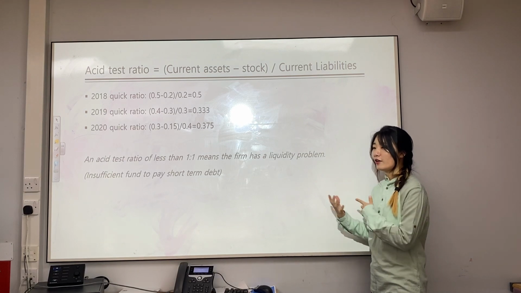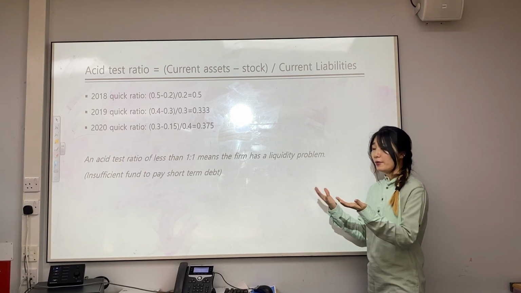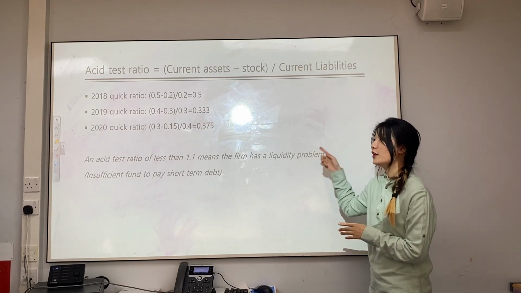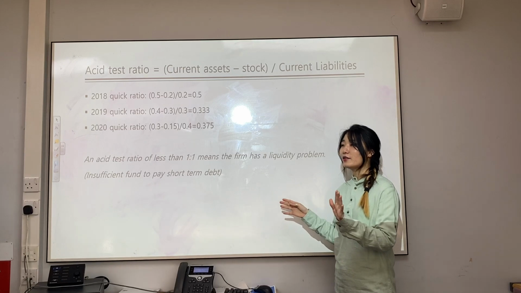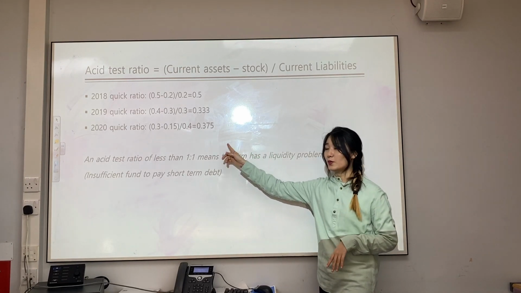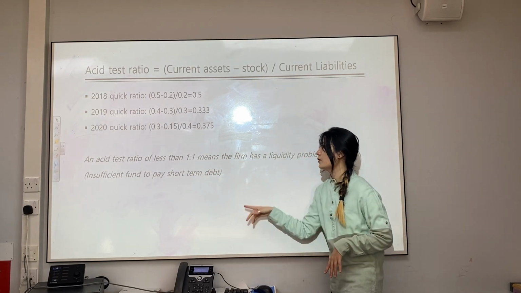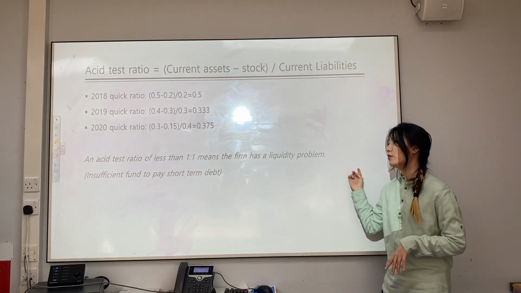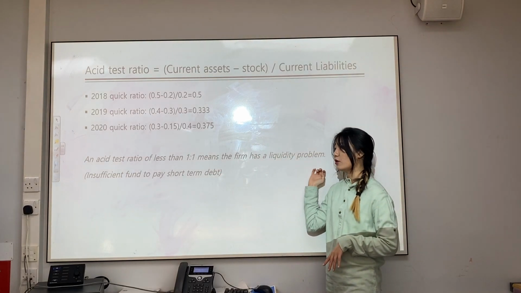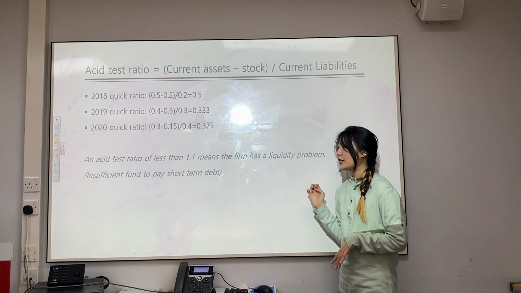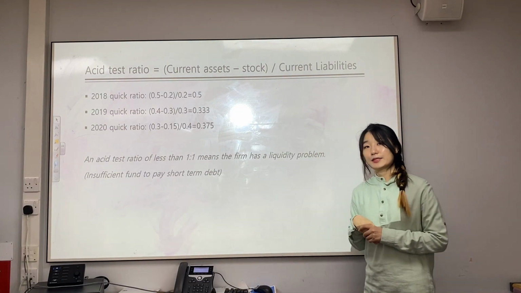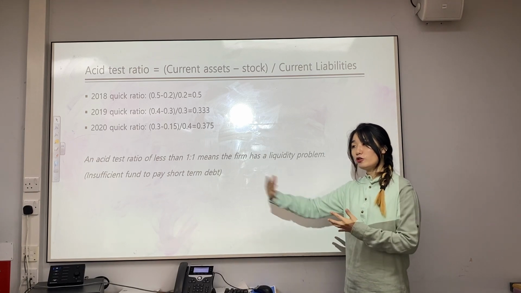The formula, you get that in your study guide, and I bet you get it in your exam as well. Yes, you do get it in your exam as well. So calculating, for all of you good at maths, bad news, is not going to get you enough marks. You have to know what these ratios mean. An asset test ratio means the firm has a liquidity problem. So anything less than 1 means the business has liquidity problems and insufficient funds to pay short-term debt.